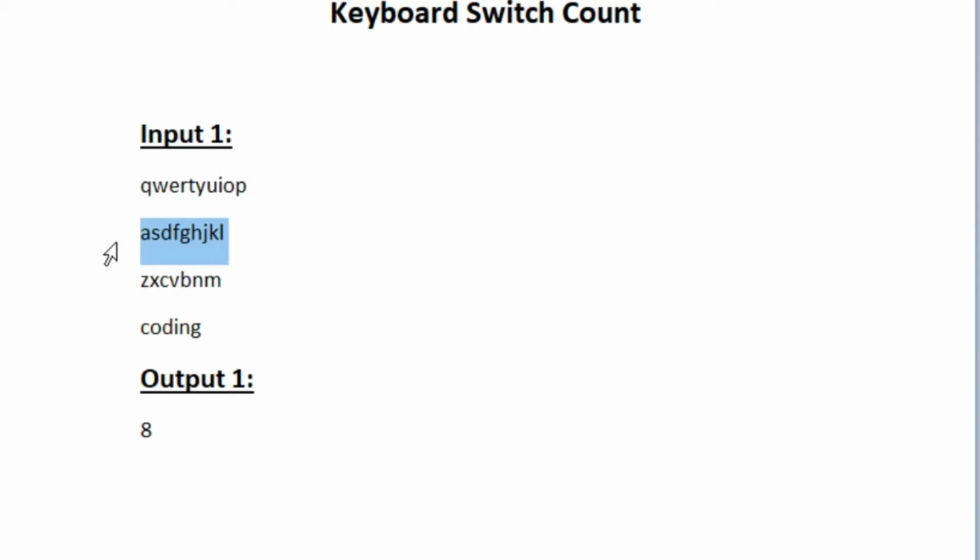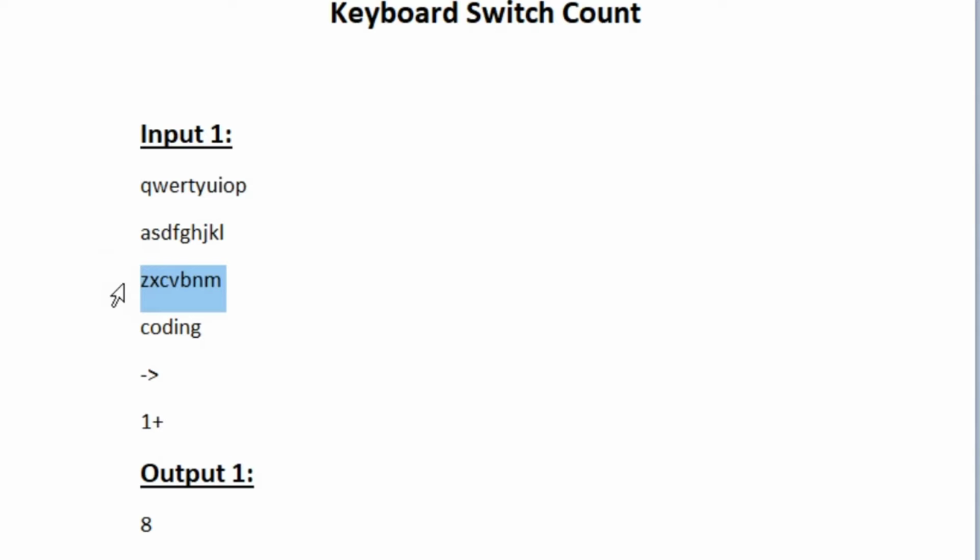Because that is the first character in our input string coding, the character C is present in the third row. So from the second row we have to make a shift to the third row. With one shift we can move from the second row to the third row. After moving to the third row we would have typed the character C, and we are currently present at the third row, and the next character we need to type is O.